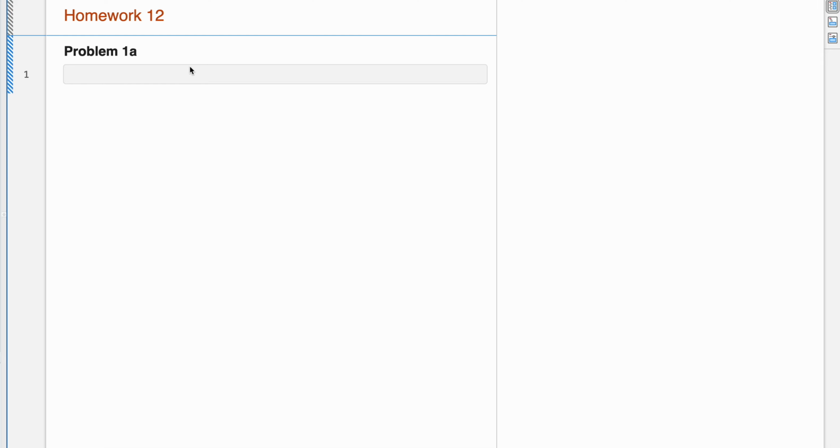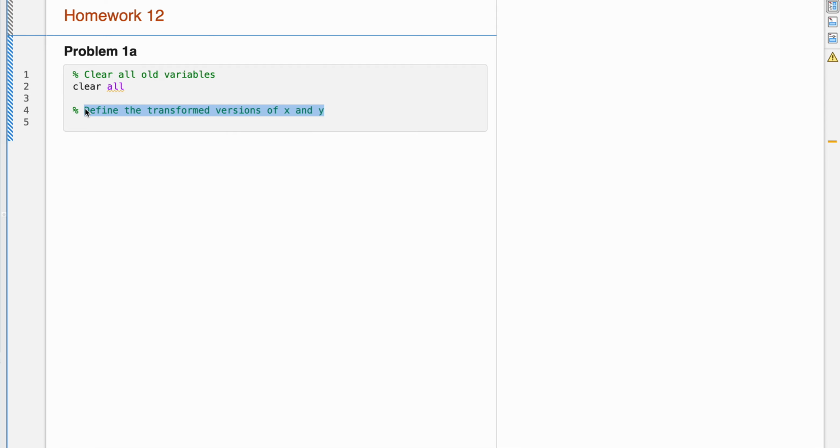The first thing I'm gonna do is clear all old variables just in case. You do that with the clear all command. Then I want to define the transformed versions of x and y. You could put in the Laplace in. Actually, let's put the Laplace in just to do it all in MATLAB. So defining the system.